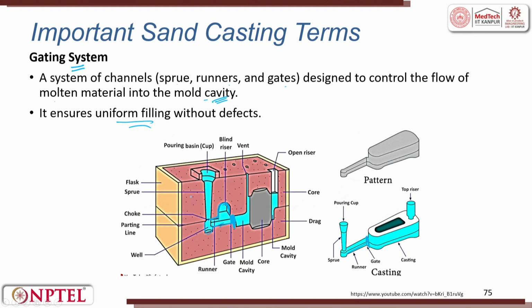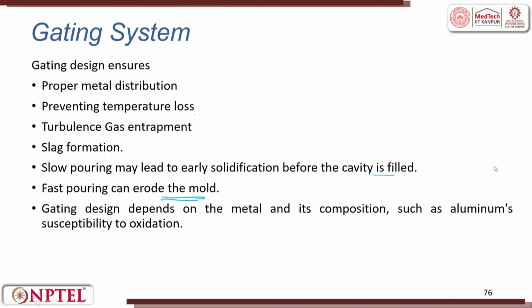That is why we were always talking about the pouring basin, a taper, a well, because from here you can immediately change the direction. But when you change the direction, there can be a possibility of a vena contracta effect and then solidification. So, what we do is we create a well and then the liquid metal comes here and slowly starts filling it. Fast pouring can erode the mold. Gating design depends on the metal and its composition, such as aluminum being susceptible to oxidation. All these things are very important when we start doing a gating design.